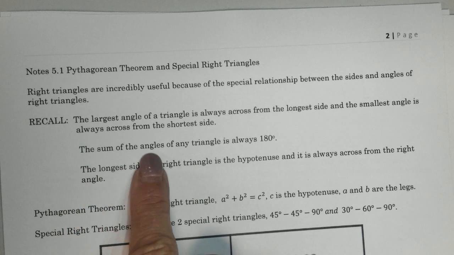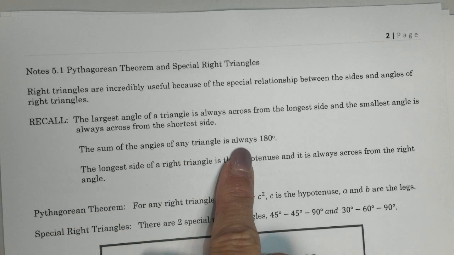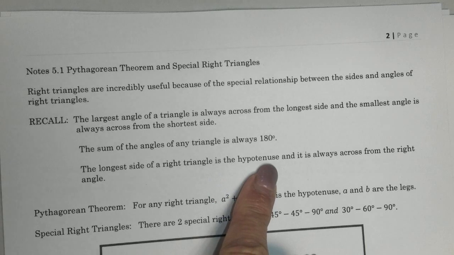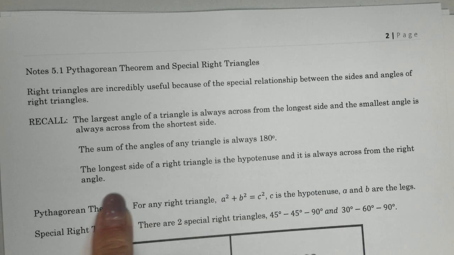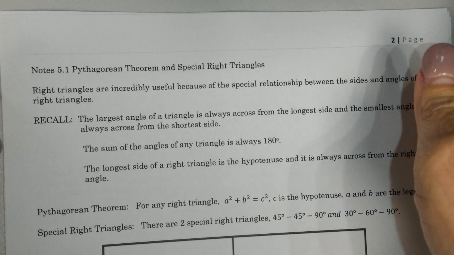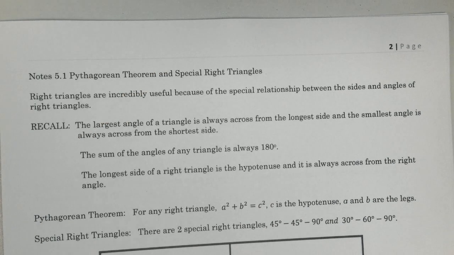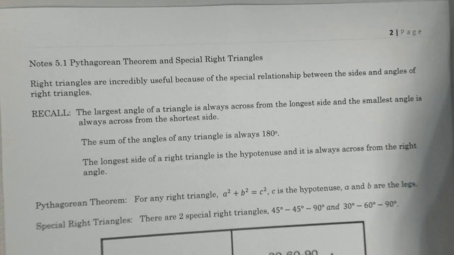And remember that the sum of the angles of any triangle is always 180 degrees. And the longest side of a right triangle is called the hypotenuse, and it is always across from the right angle.